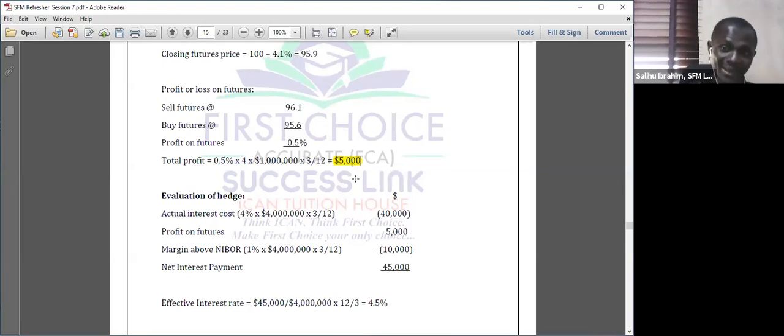Can you see how to compute the gain now? If you can follow these simple steps, you will find it very easy to solve questions on hedging. The steps are what you need to watch, what you need to know.